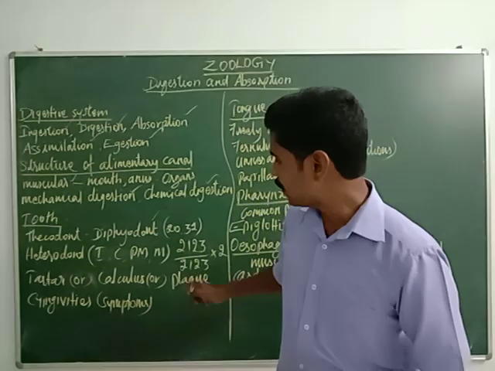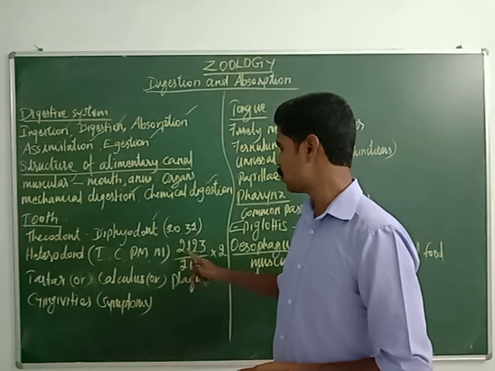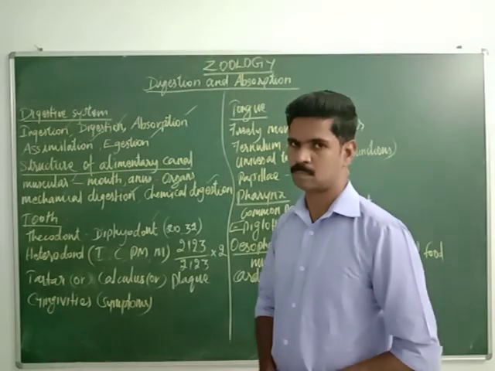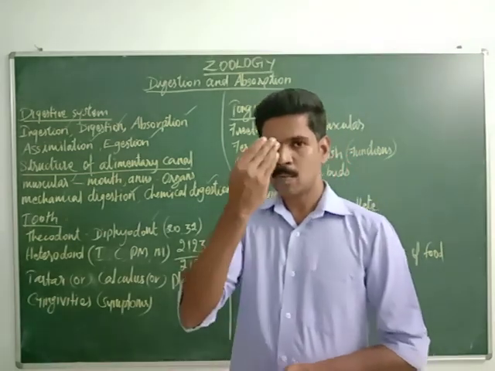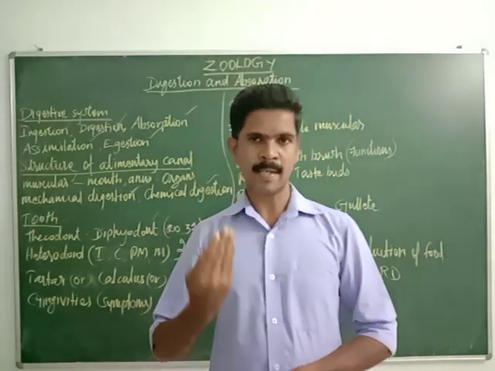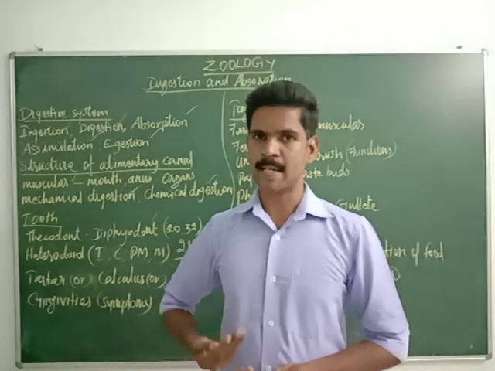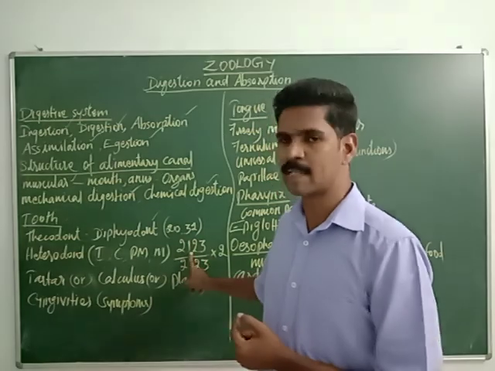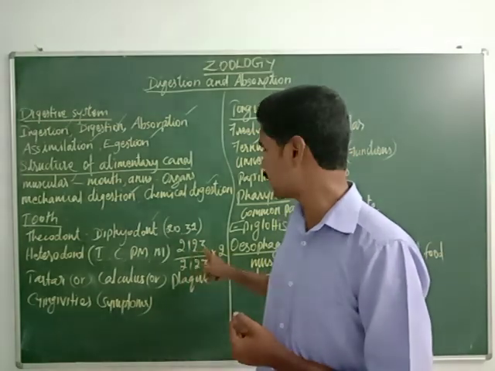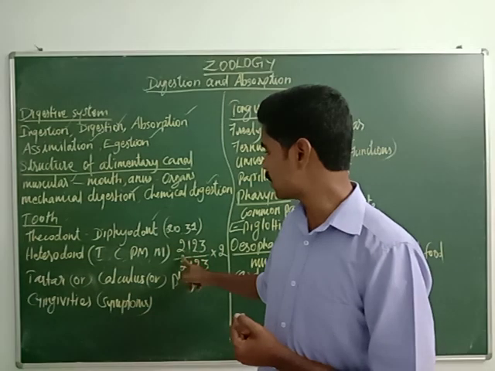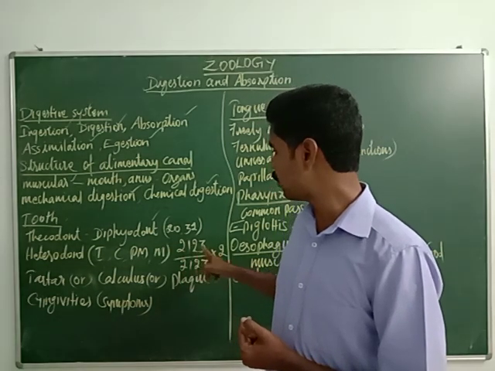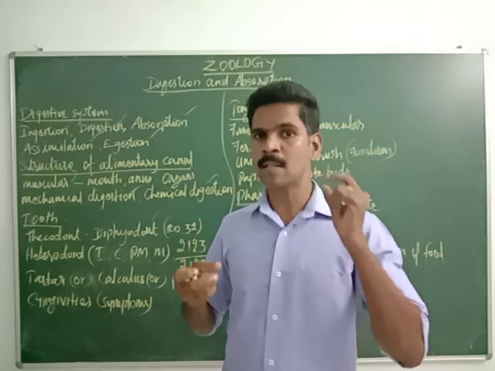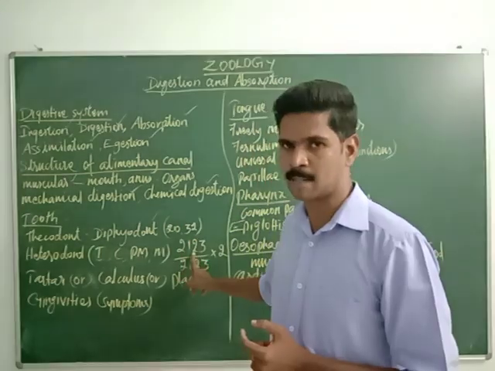See here, we have one formula, the dental formula: 2, 1, 2, 3 divided by 2, 1, 2, 3, into 2. Listen very carefully. You divide the upper jaw into 2 parts, right side and left side. On the right side, 2 incisors, 1 canine, 2 premolars and 3 molars are present. Then the remaining side also has the same number of teeth.